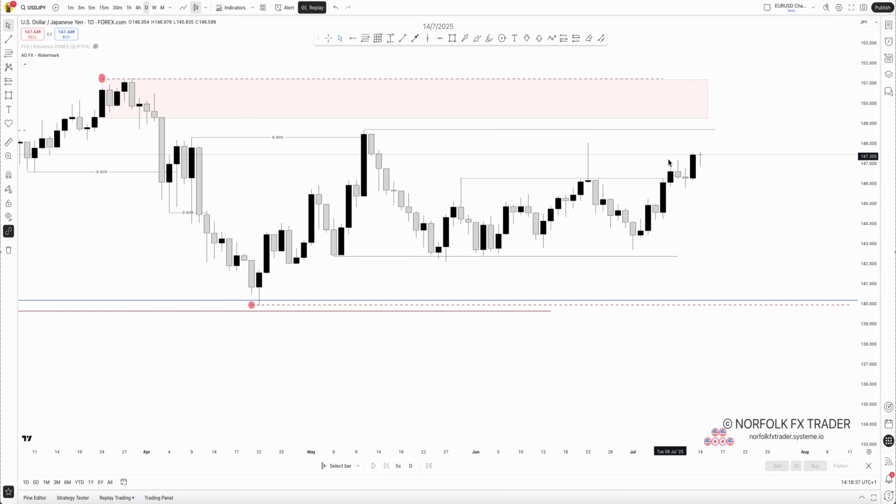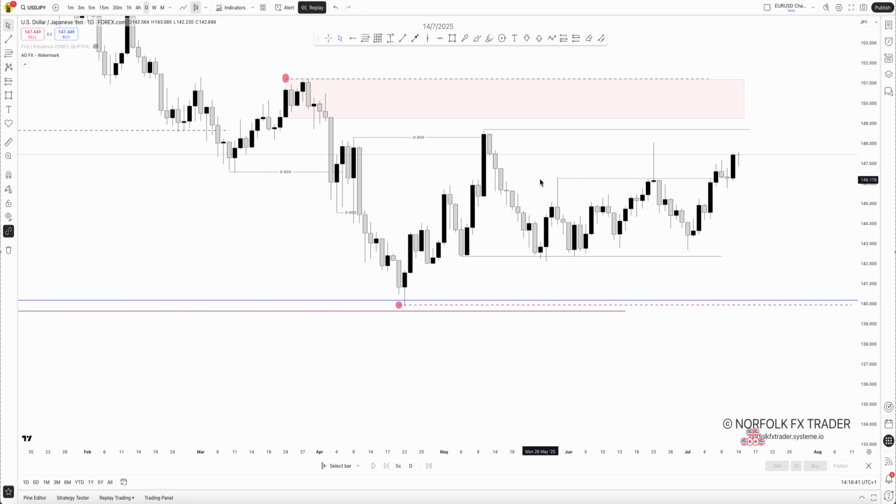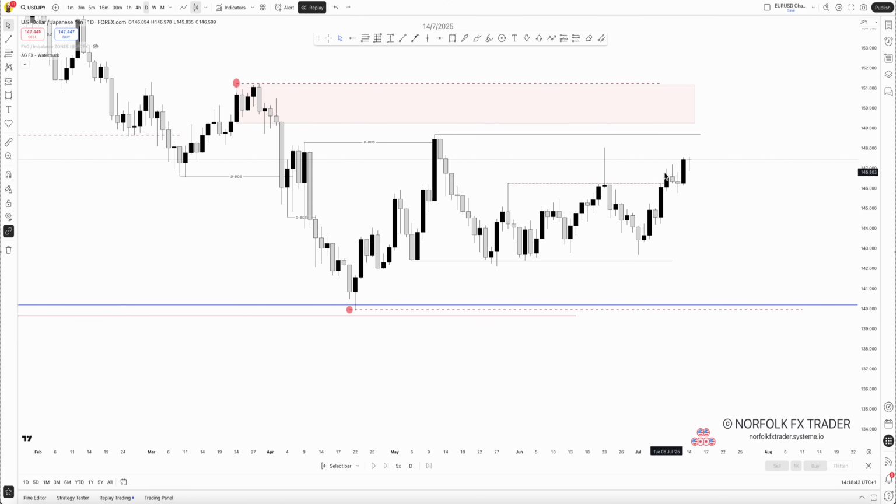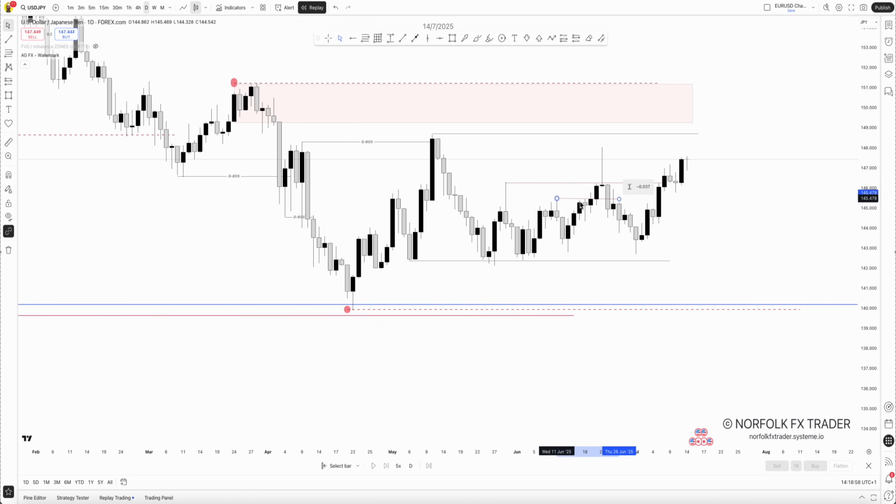Right there, we see an internal structure break to the upside. And it's that easy. We start to understand that we're now bullish again. We can even look at this as internal. We then have this low created, and inside that we have another internal structure within the internal structure. So you could call this an IIBOS.